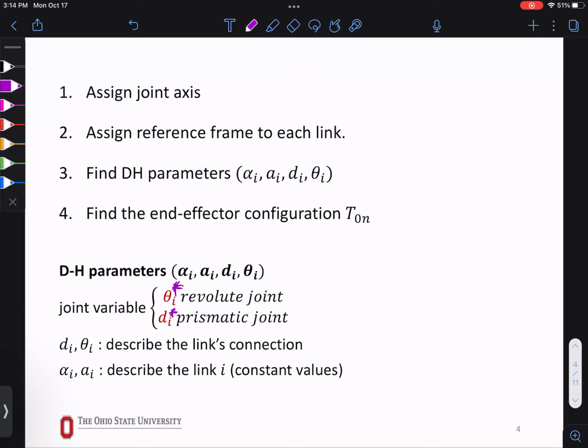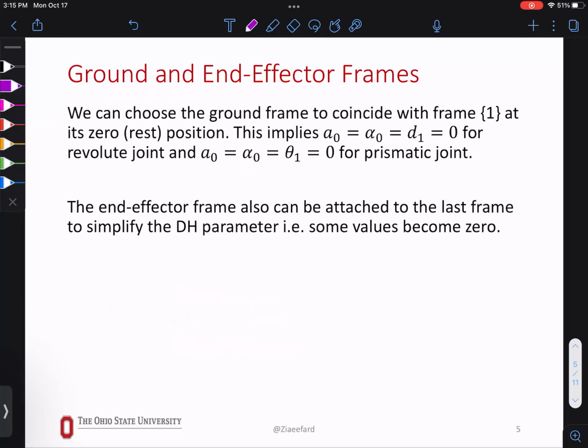So there could be some existing rotation, a fixed rotation or an offset between 2 frames that does not change, but it's there and we need to account for it. Then we have alpha i and a i, they describe the link itself. There are constant values, they tell us about the configuration of the robot. So these constant values tell about the configuration, the variables are the joint. So still reviewing, just to help you remember.